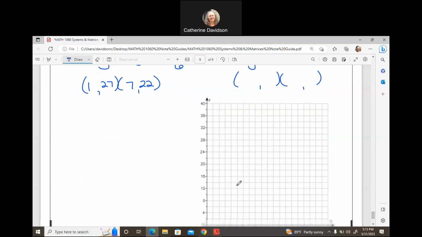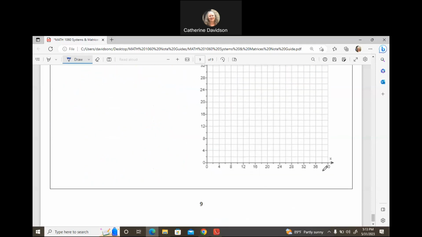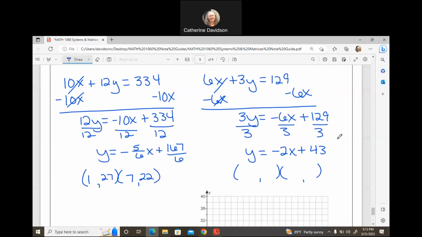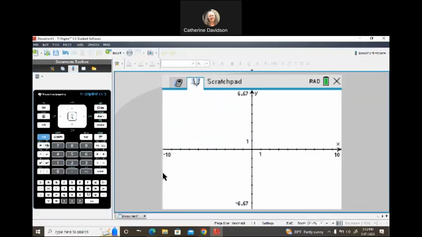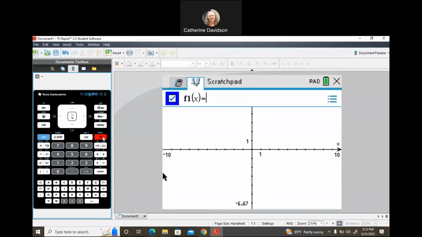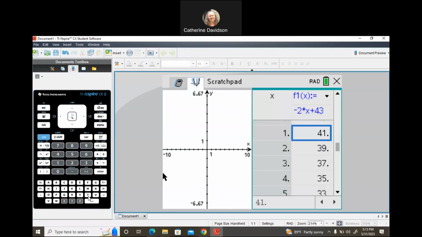So if we look at the grid here, we have a 40 by 40, so we have a lot bigger numbers that we can use. Let's look at our second equation. Move the table. And we're going to put the next one in. So minus 2x plus 43. Again, I can't see it, not a big deal. Control T.